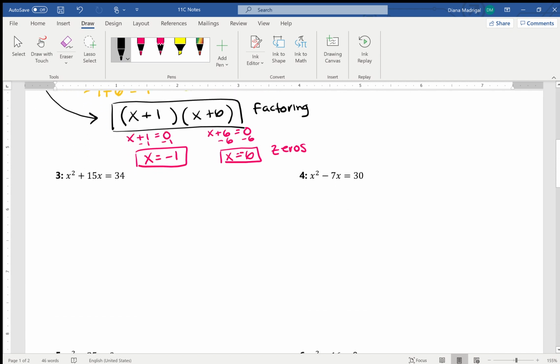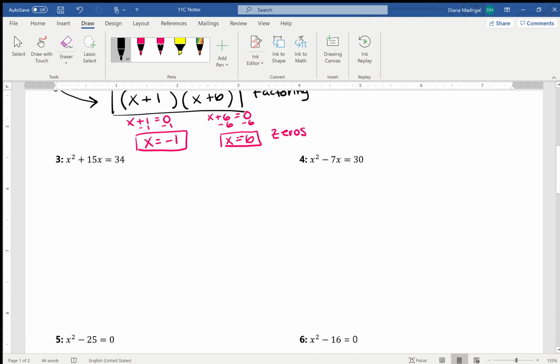All right, let's move on to the next problems. I have questions 3 and 4. They're about the same, just different numbers. Again, the two rules are that x squared has to be by itself and it has to equal 0. Okay, x squared is by itself, but it equals 34. So I cannot solve it yet. I have to switch it. I need it to equal 0.